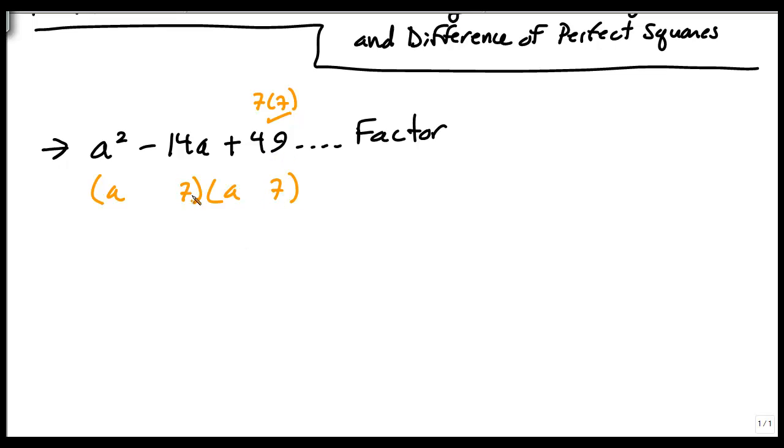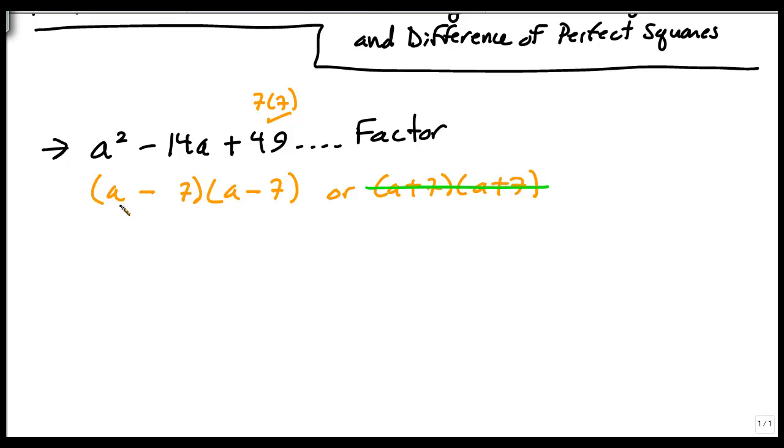We'd put our 7s here. Now notice my 49 has to be positive. So I could either have two pluses here or two minuses. One of these has to work because I have to get a positive 49. Now when I check this out, here I get a negative 7a minus 7a is a negative 14a. Over here I'd have a positive 7 plus a positive 7a is 14a, a plus. So this method off to the right does not work because I get a plus 14a. This is the one that works.